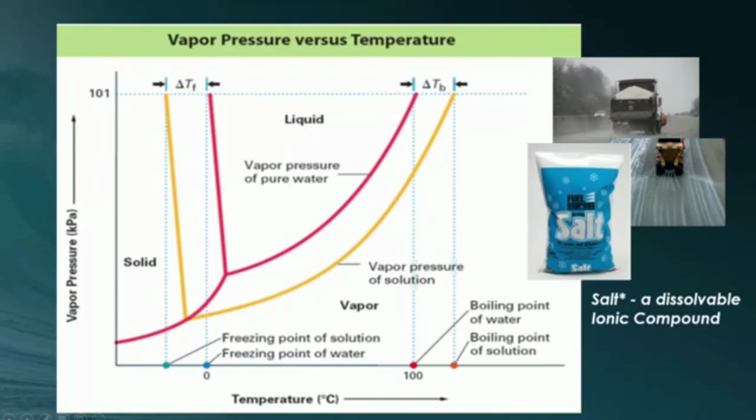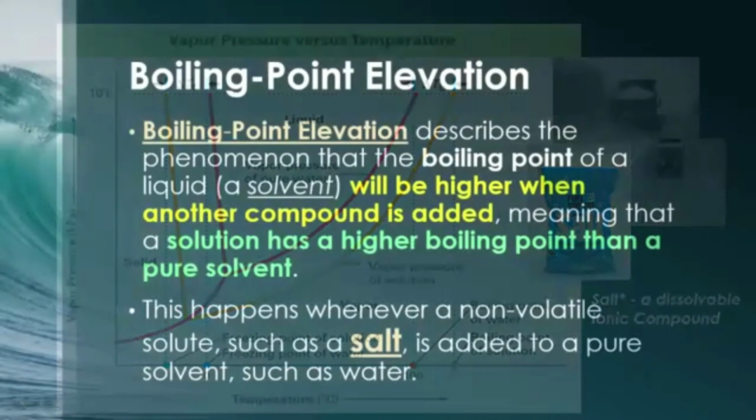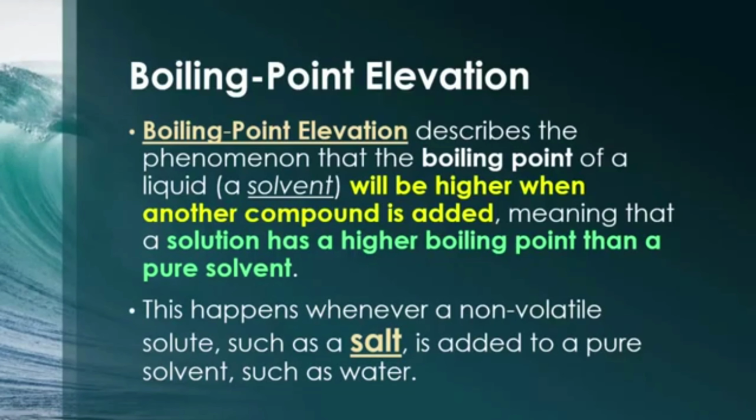When we add a non-volatile solute to a pure solvent, we create more intermolecular forces in the solution. These greater intermolecular forces cause the vapor pressure to lower. This will cause the boiling point to increase. So by decreasing the vapor pressure, we are elevating the boiling point.